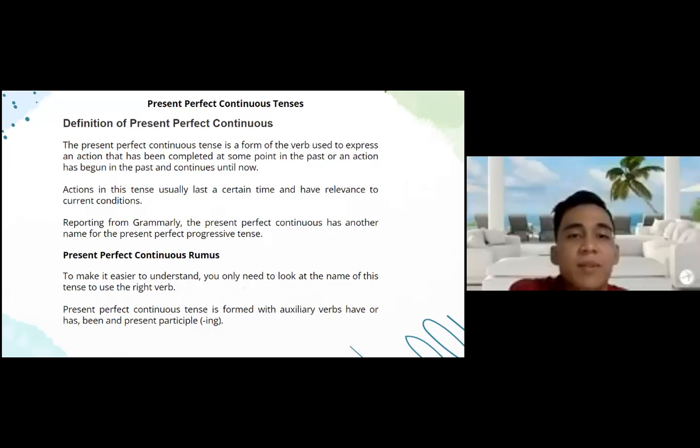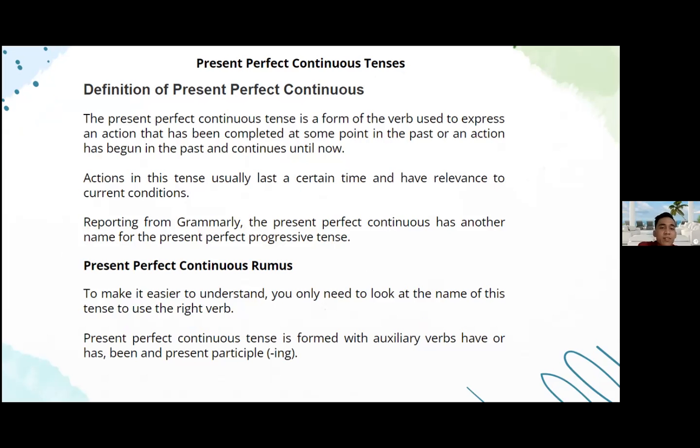Definition of present perfect continuous. The present perfect continuous tense is a form of the verb used to express an action that has been completed at some point in the past, or an action has begun in the past and continues until now. Action in this tense usually lasts a certain time and have relevance to current condition. Reporting from Grammarly, the present perfect continuous has another name for the present perfect progressive tense.